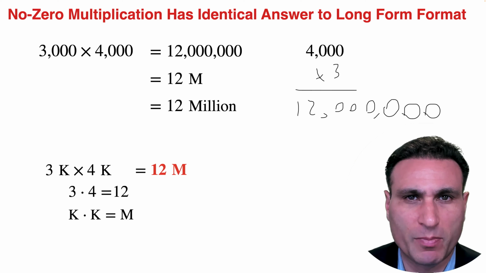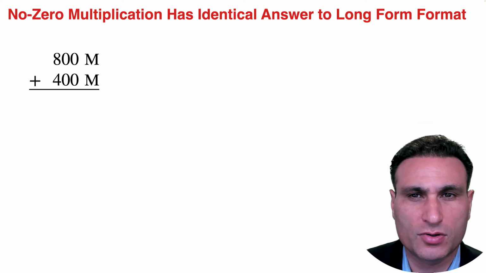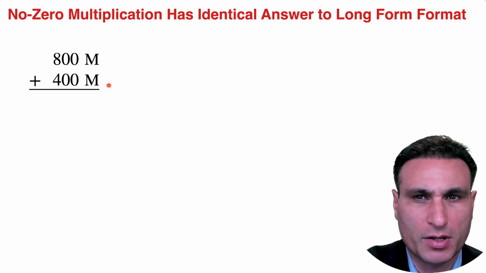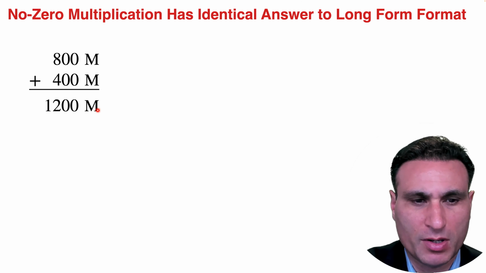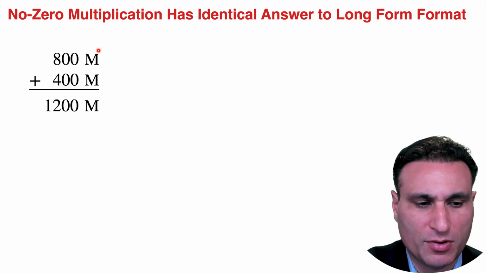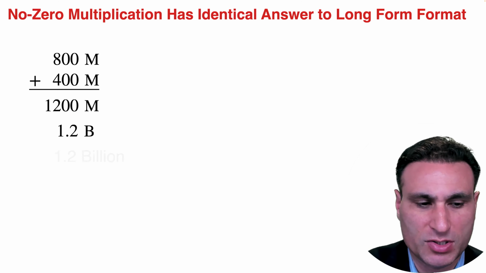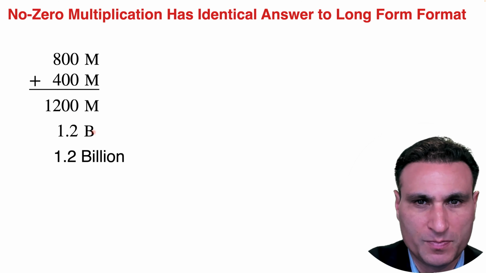And you should practice with a bunch of numbers until you convince yourself that no zero multiplication will always give the same result as long form calculations, as long as you do the calculations correctly. Let's also look at the example of 800 million plus 400 million. We found that this was 1200 million. Again, because these have the same unit of magnitude, you can add the numerical portions and keep the same unit of magnitude. But since the numerical portion is above 1000, we need to resize this to 1.2 billion.